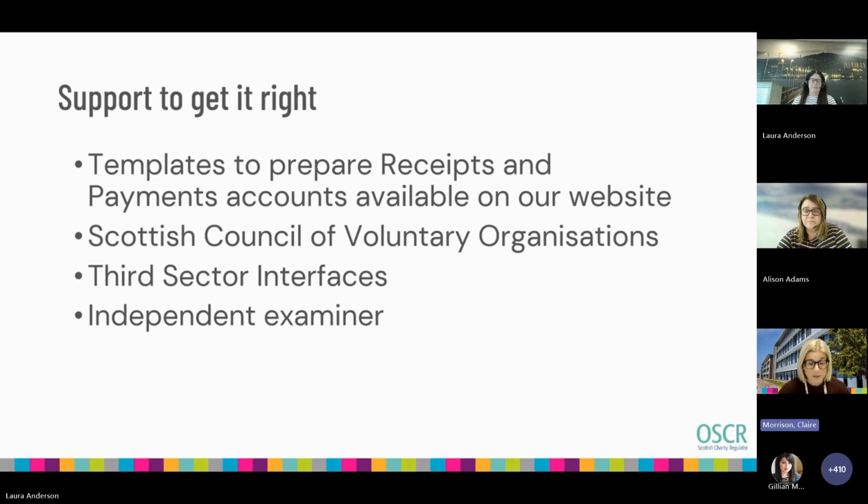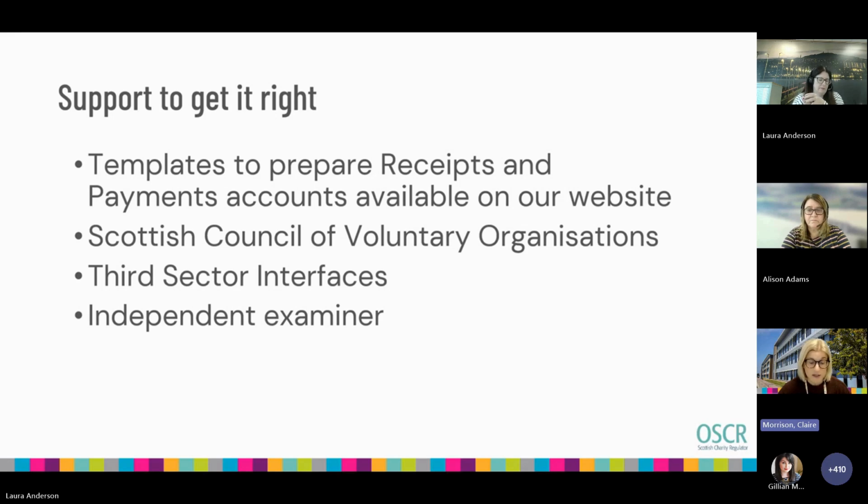So if you require some help to get your receipts and payments right, there are various resources that are available to you. We have produced a receipts and payments accounts work pack on our website, which includes guidance and templates that can be used in the preparation of the receipts and payments accounts. So if you don't want to design your own annual accounts, you can enter the information directly onto the forms from the work pack. And if you do want to produce your own accounts, then you could also use this as a checklist just to make sure you've included all the relevant information.